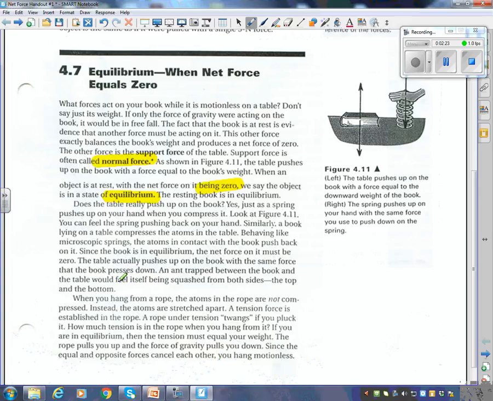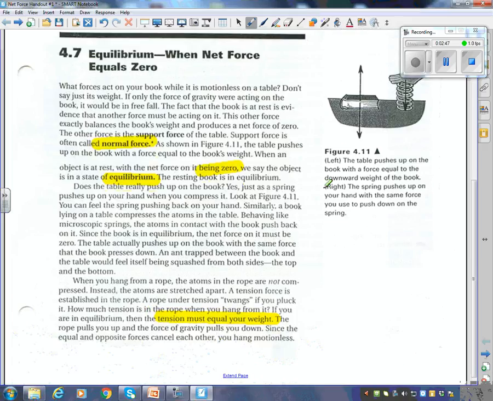When you hang from a rope, the atoms in the rope are not compressed. Instead, the atoms are stretched apart. A tension force is established in the rope, and a rope under tension will twang like a guitar string if you pluck it. How much tension is in the rope when you hang from it? If you are in equilibrium, then the tension must equal your weight. The rope pulls you up and the force of gravity pulls you down. Since the equal and opposite forces cancel each other out, you hang motionless. So that's just sort of an introduction, a review of where we're headed here.